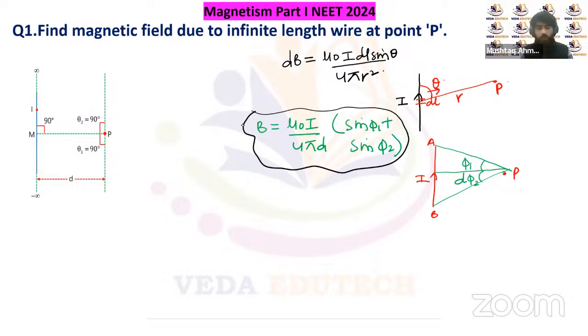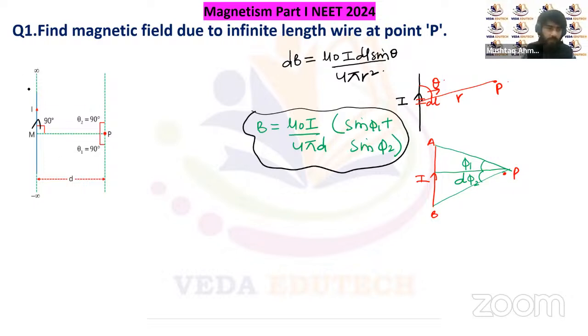Now we can find the magnetic field because of an infinite current carrying wire as well, using the same equation with the proper limits of phi 1 and phi 2. Let's suppose this is infinite. Question one says: find the magnetic field due to an infinite length wire at point P. So this is point P, and because of this infinite current carrying wire, we have to find the magnetic field at point P.